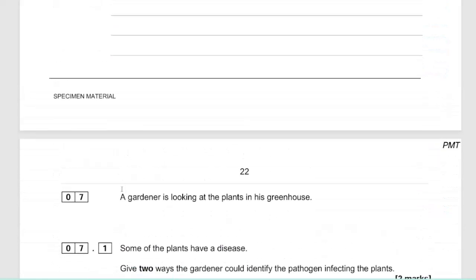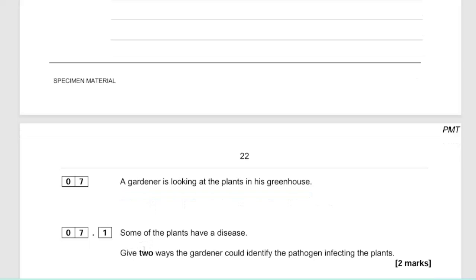A gardener is looking at the plants in his greenhouse. Once again, a rather short preamble. Some of the plants have a disease. Give 2 ways the gardener could identify the pathogen infecting the plants.